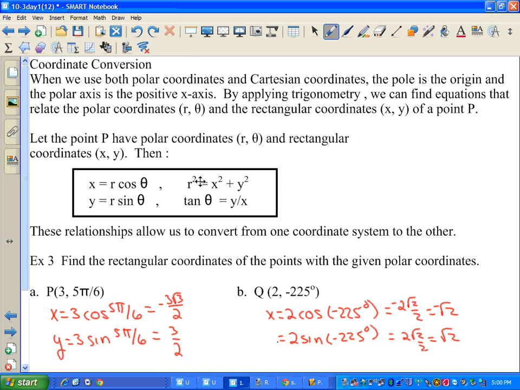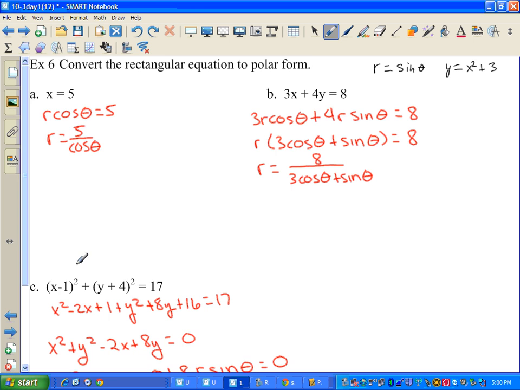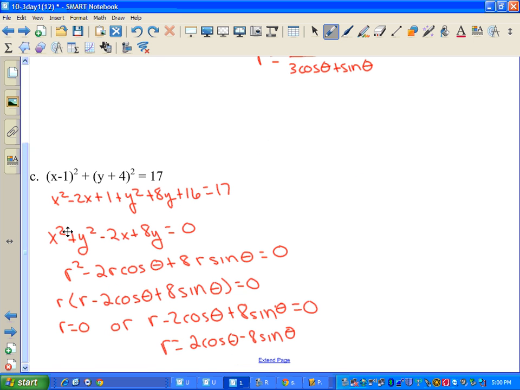Back right here, x squared plus y squared is r squared, so we can make that replacement. X squared plus y squared is r squared, and then x is r cosine, y is r sine. We can factor out an r with all 3 of these, so either r equals 0 or r minus 2 cosine theta plus 8 sine theta equals 0. Well, if we have a radius of 0, all we have is a point. We don't have this curve, so it can't be r equals 0. It's got to be the second one. So we add the 2 cosine over, and we subtract the 8 sine over.